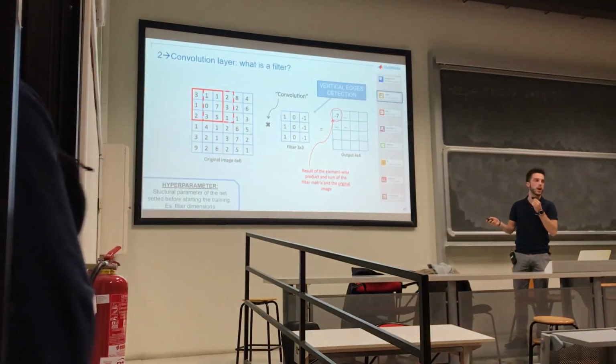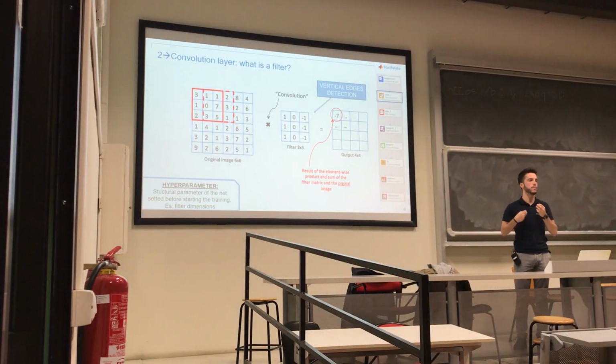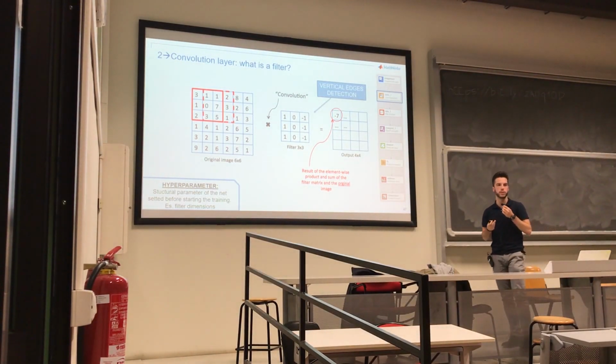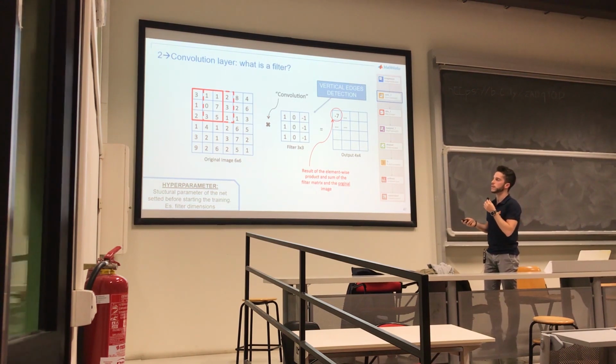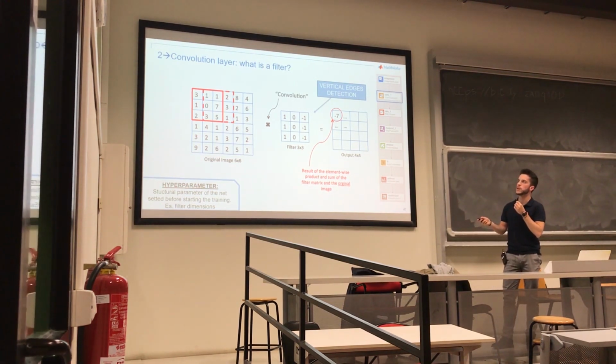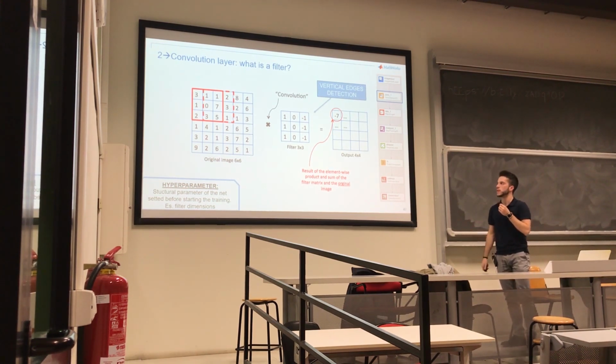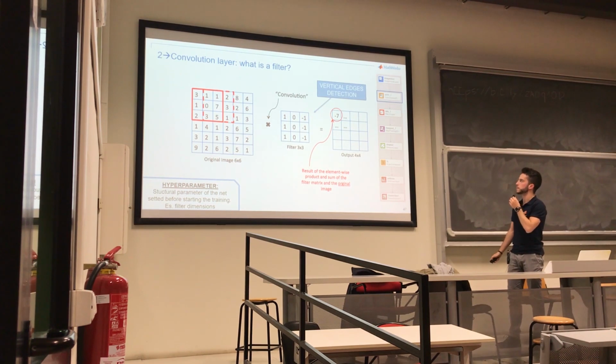For example, the size of the filter, the number of filters that you will use in your net, and of course also how it moves along the image. You can choose a faster moving or a slower one.